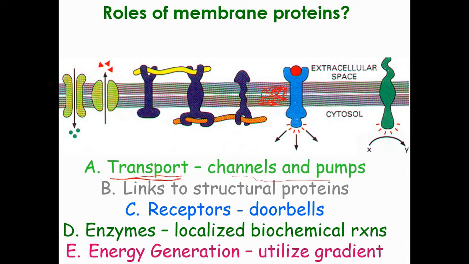Okay, and then we have links to structural proteins. And then they are also receptors. The receptors are also proteins. They will be the ones to communicate with the outside of the cell. From the word receptor, they will receive signals. And then they function as enzymes. They localize biochemical reactions. We will go into that when we reach the proteins, so we will have a deeper discussion on enzymes. And then we have energy generation.